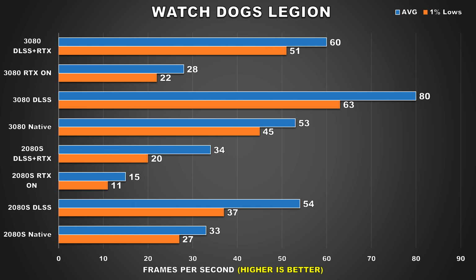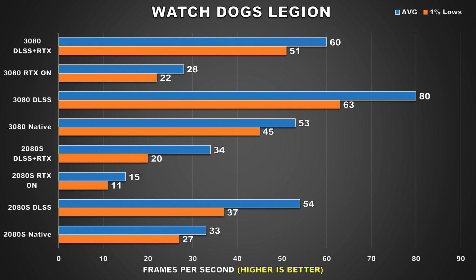Then with DLSS enabled, we see the 3080 maintain performance at where you'd expect it to be, running at 80 FPS average, which is a 55% boost, and the 2080 Super also sees a 64% increase, so another title where we see faster DLSS margins on the older Turing GPU, and the difference is now down to 48%.